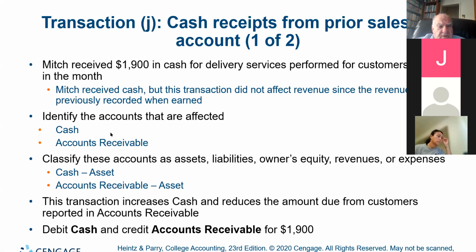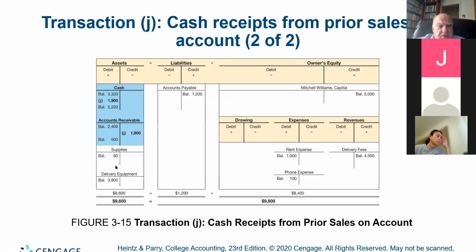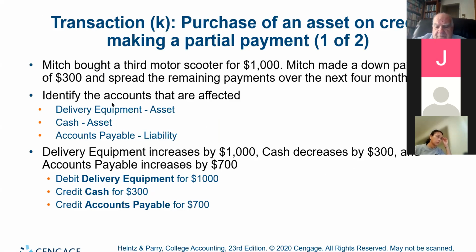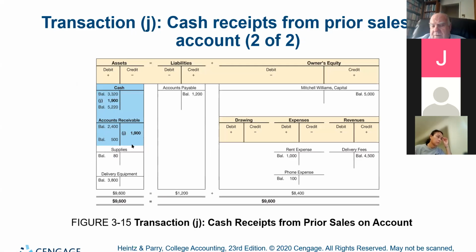Identify the accounts. Well, cash, he knows he's going to get cash. He also knows that some of this accounts receivable was just paid. So we have two asset accounts being impacted. We're going to debit cash. We're going to increase cash with the debit of $1,900 and credit accounts receivable for $1,900. Okay. Now we go to the next.